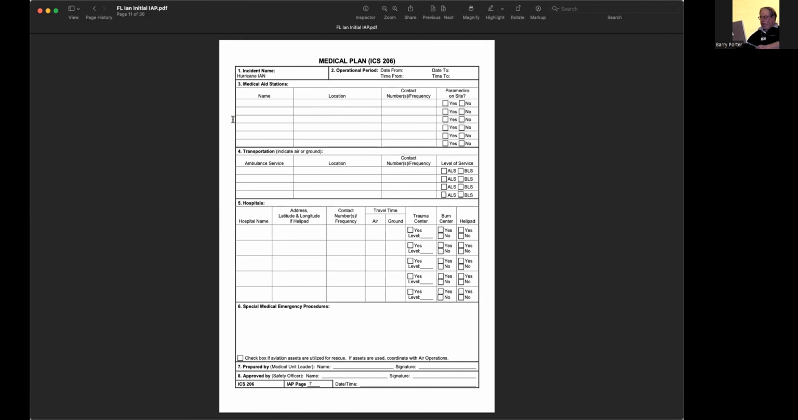And this is the medical plan for ICS 206. This is if a group was responding to a hospital, you want to collect the names of the medical aid stations, how the transportation, which ambulance services were in their location, what their contacts or abilities, whether there were paramedics available, what level of service they have, what the hospital names are and the different means to contact them, and if there are any special emergency procedures that anyone would need to be done.